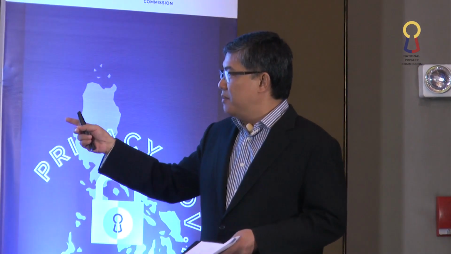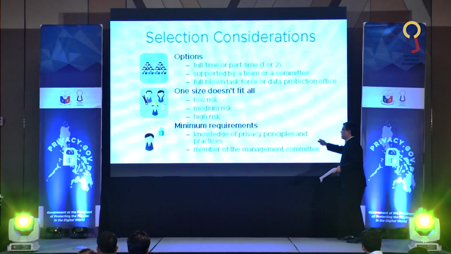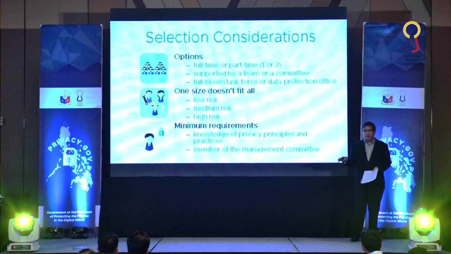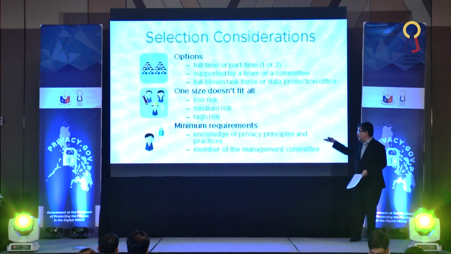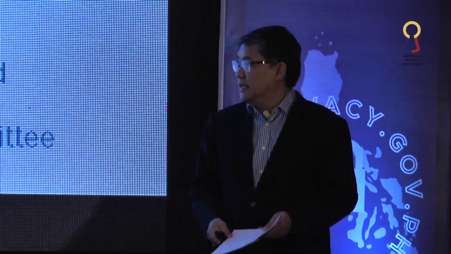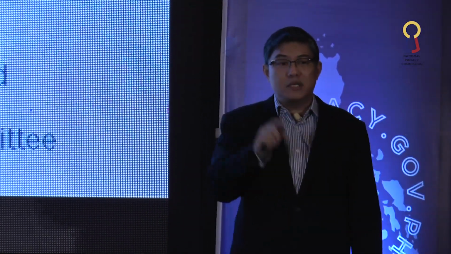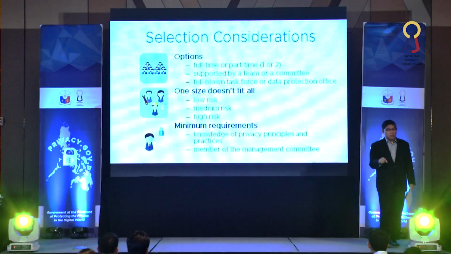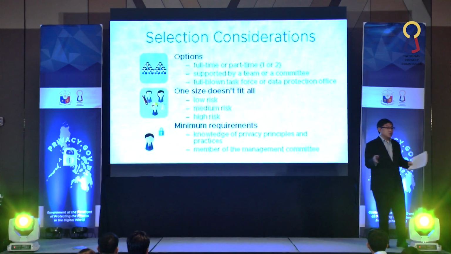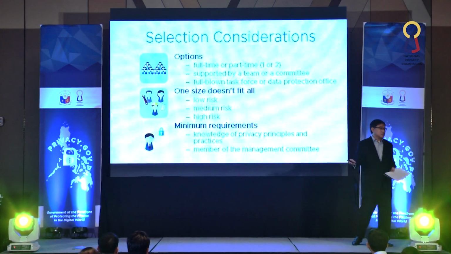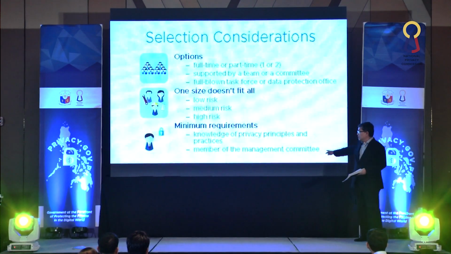But keep in mind that at least the minimum requirement should be met, that whoever is designated DPO should know what it is they're getting into. And that means that they should at least have a basic knowledge of privacy principles and practices. The person should also be aware of what strategic issues, what concerns, what priorities are facing the agency, right? So that he or she will know what kind of impact assessments need to be done. And that means, therefore, that the DPO should probably be a member of the executive committee or the management committee.